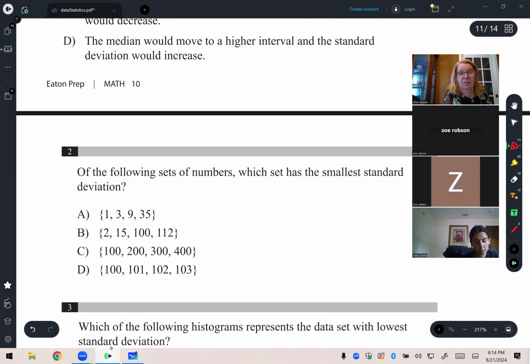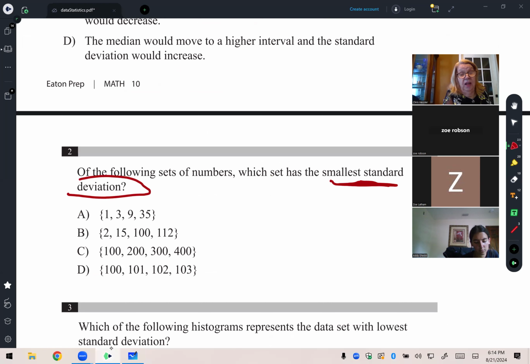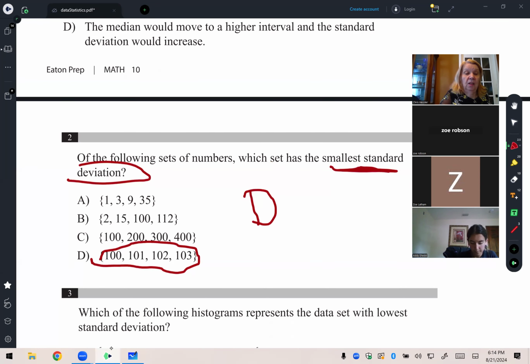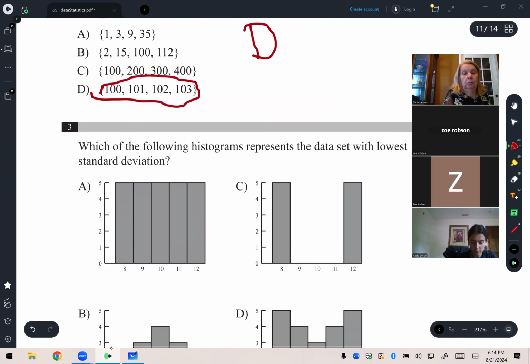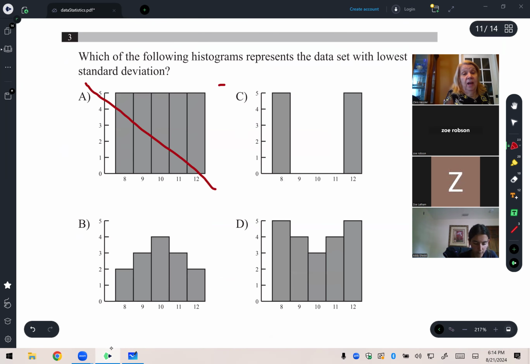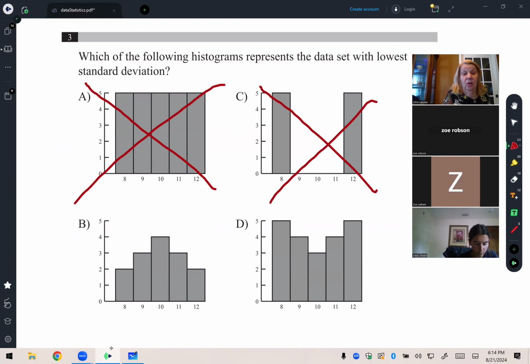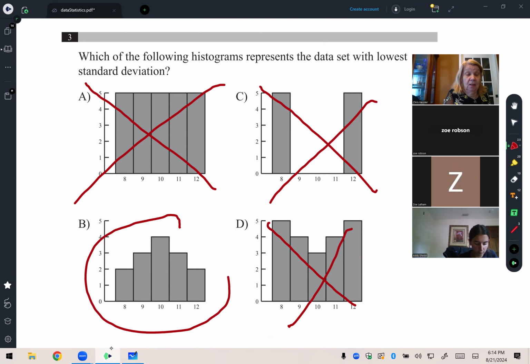Of the following sets of numbers, which set has the smallest standard deviation? You don't have to calculate it, but you can sort of see these numbers would be closest together. So this one would be D. And this one, well, we don't want to go on a date with that nose or that nose or that nose. So this isn't an ideal candidate either, but it's the best. So B would have the lowest standard deviation. So we're going to try a couple of these in the book.